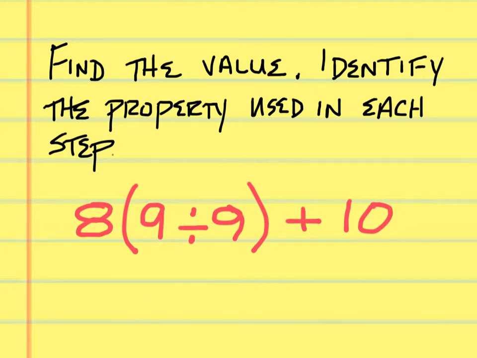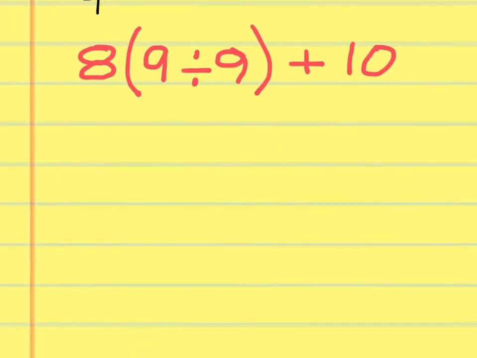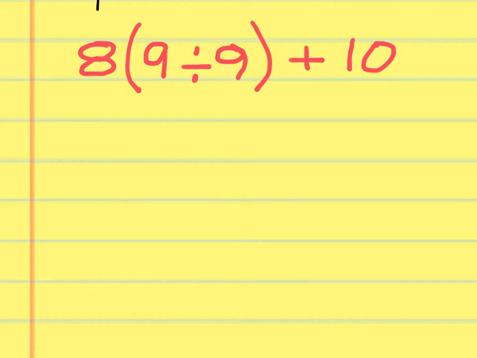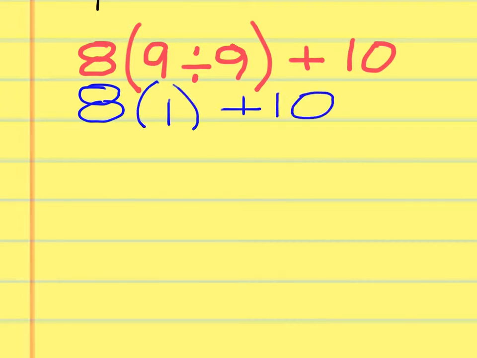In this problem, find the value and then identify the property used in each step. So here is the problem, and what happens here in the first step is that we have to go to the parentheses and do 9 divided by 9 to come up with 1. And if there is no property illustrated in that step other than simplifying, then you can just say simplify.